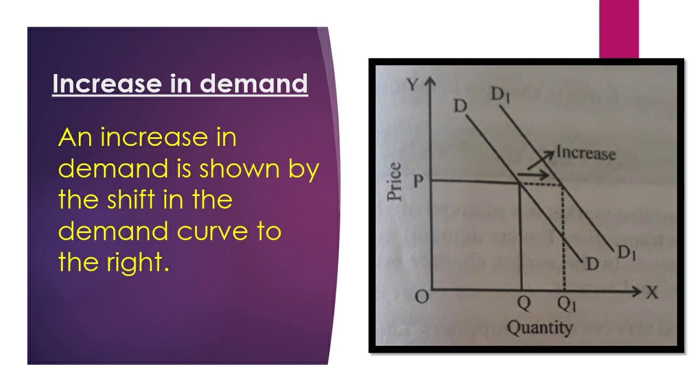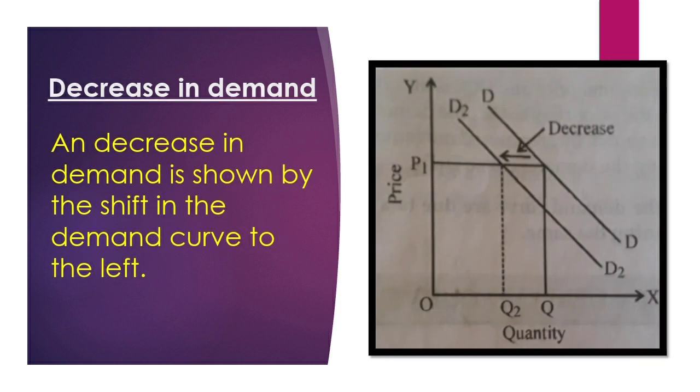Thus, in increase in demand, we try to understand that the price remains the same, but still the demand curve is moving towards the right because there is a change in the quantity demanded because of other factors that affect the demand. Therefore, from DD, the demand curve shifts to DD1. This is referred to as increase in demand.